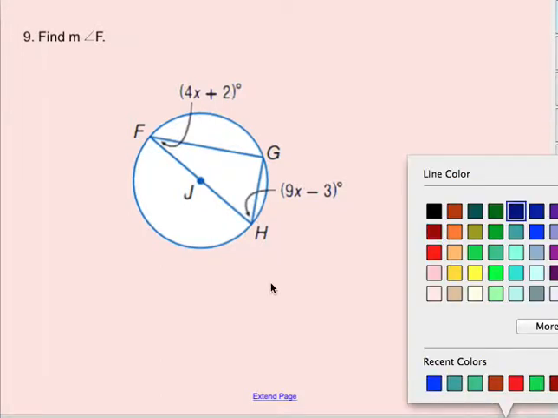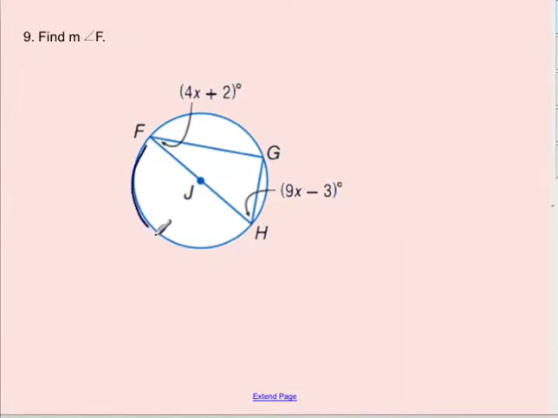Well, first of all, what do I know about the measure of angle G? Well, angle G, its intercepting arc is a semicircle, so angle G has to be a right angle. So now I want to think back to what I remember about triangles.